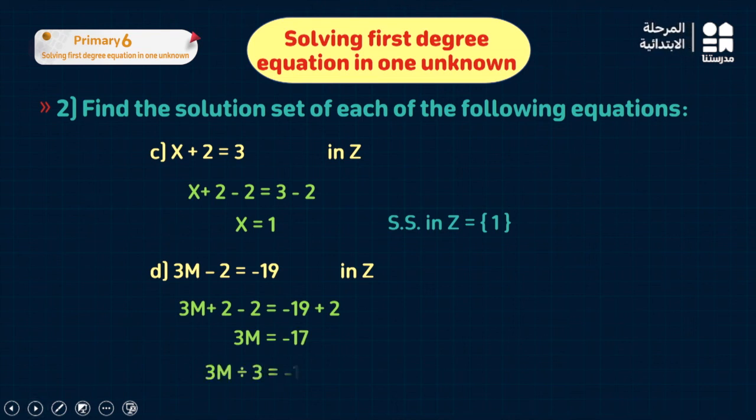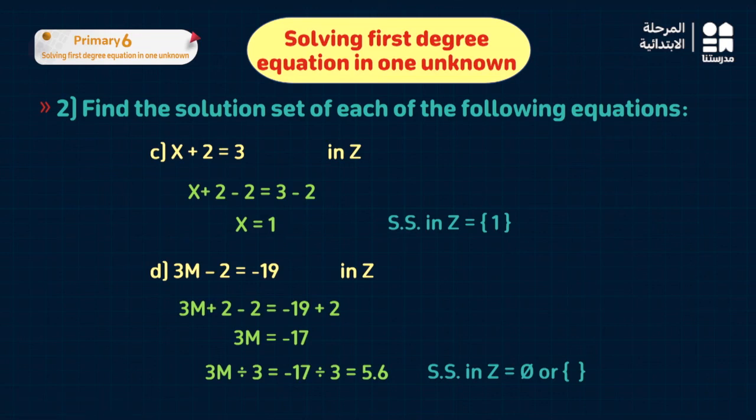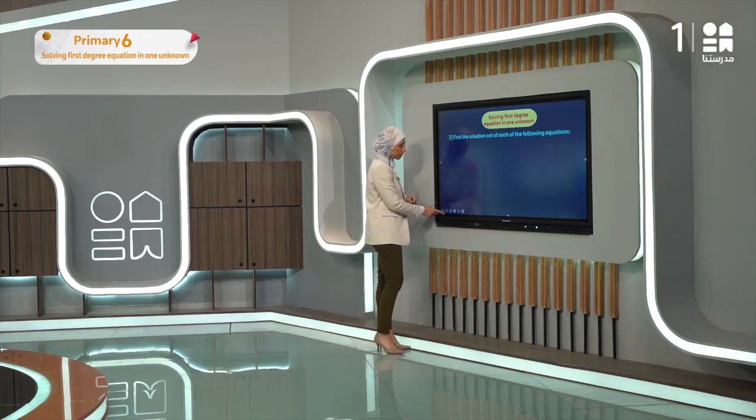Now if I divide by 3 to simplify the 3, it will be 3m divided by 3 equals 1 times m. Negative 17 divided by 3 gives me a decimal number. Do I have a decimal number in my set Z? Of course not. So my solution set will be phi, or an empty set. You can write it as phi or you can write it as an empty set. The empty set means phi too.